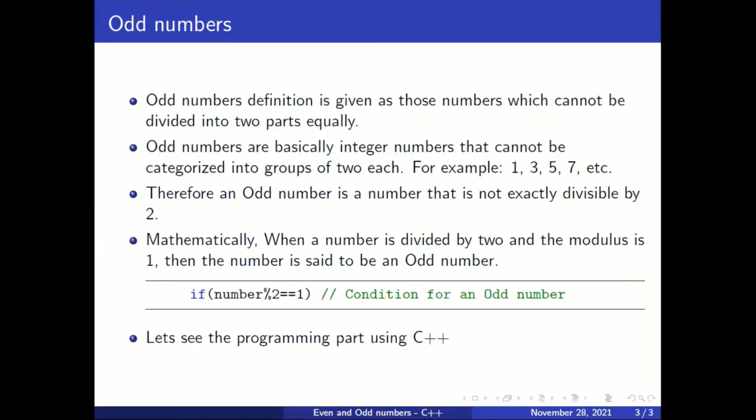So mathematically, this is how we compute it. If my number is 10, 10 modulus 2, the answer is not 1, the answer is 0. So that means 10 is not an odd number, 10 is an even number. But if a number modulus 2 is equal to 1, then the given number is an odd number. So let us just jump to the programming part without wasting our precious time.